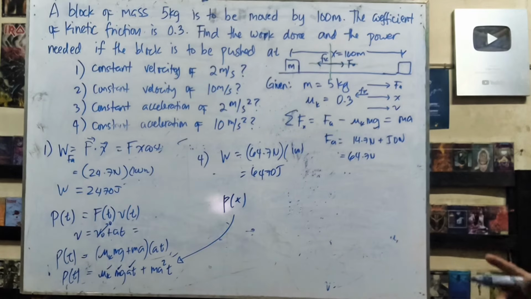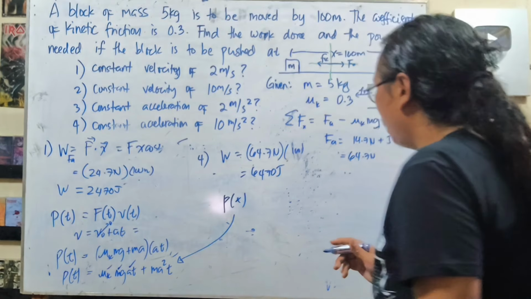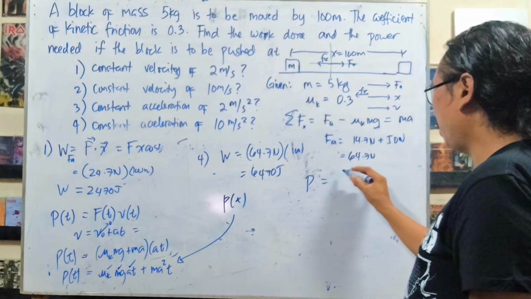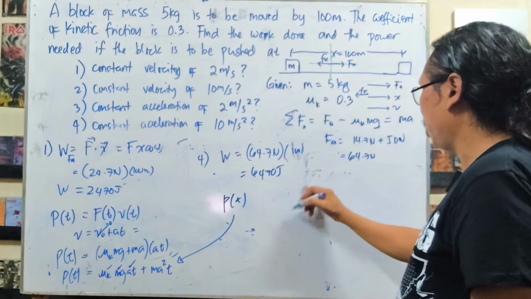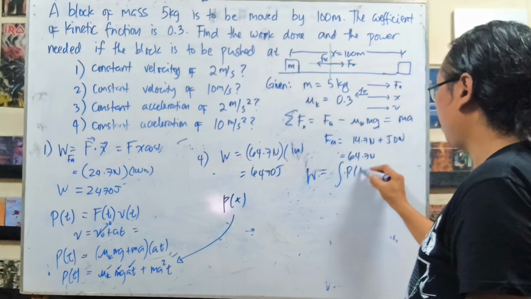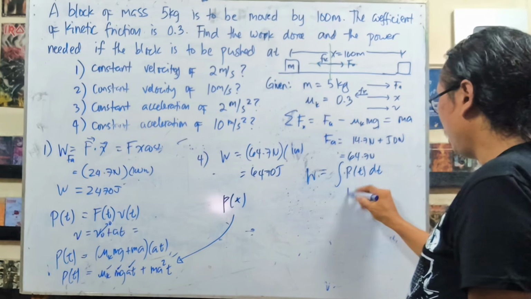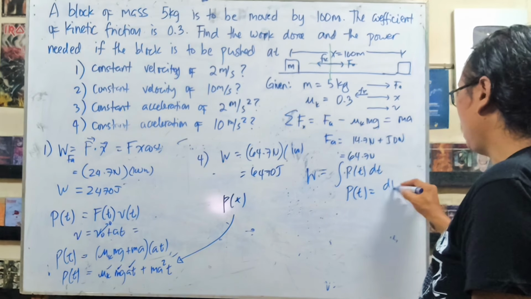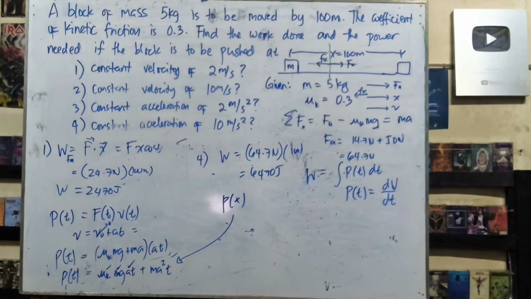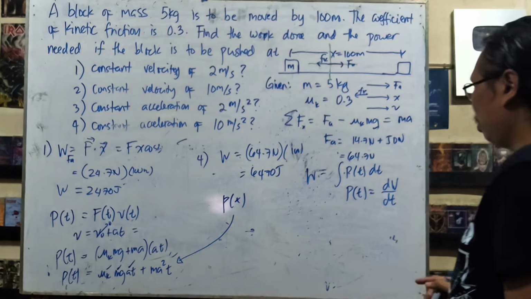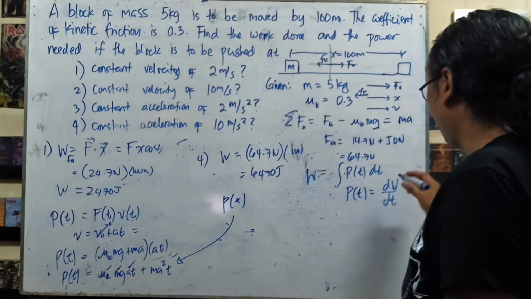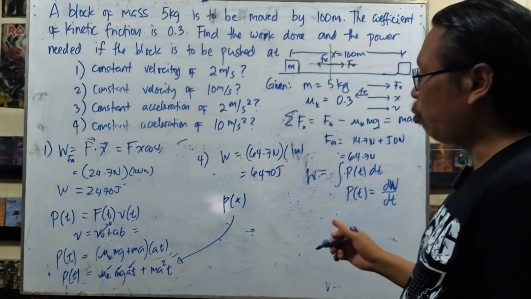Okay, I'd like to illustrate something here. When we derived the power, remember this, it came from the work done is equal to the integral of P of T dt. Or from here, I gave you this formula. P of T is equal to dW over dt. Okay? So, if this is the power, how can we show that this is indeed that formula?